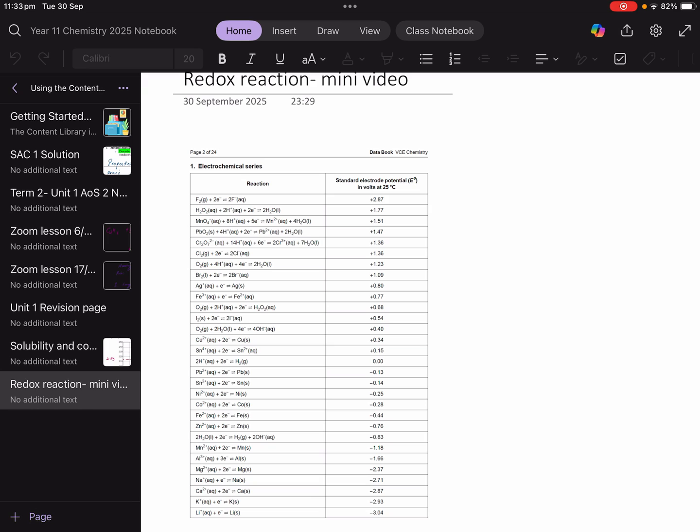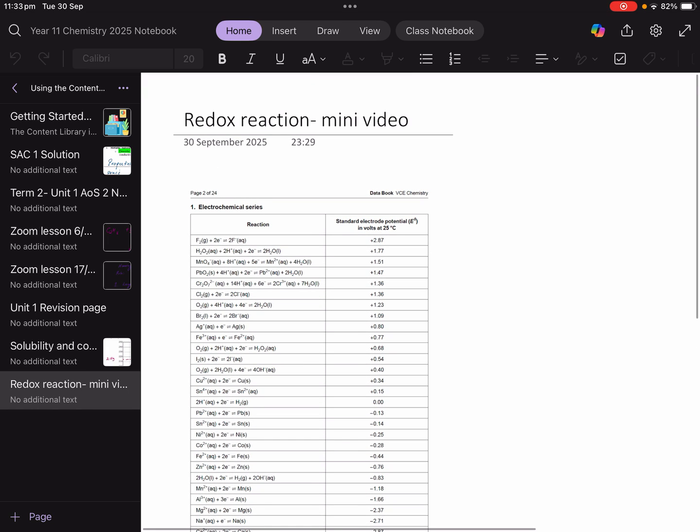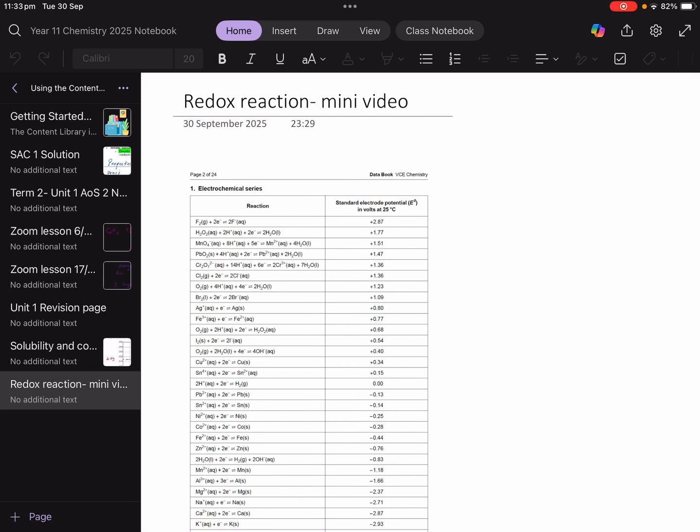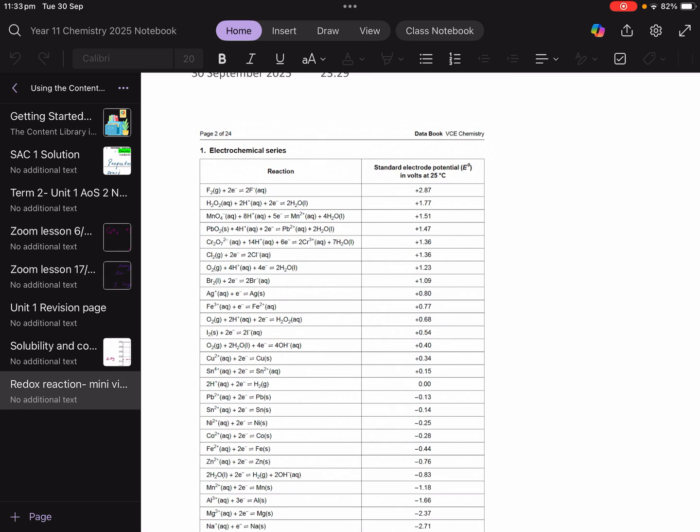Good afternoon, class. I am doing this recording on redox reactions after having marked the tests. So I just want to focus on some of the common mistakes that were made, and make sure that the concepts are clear.